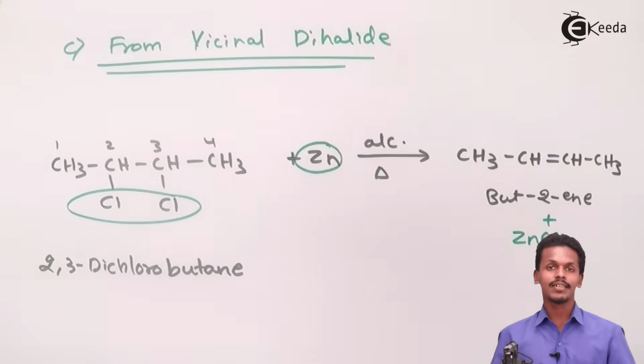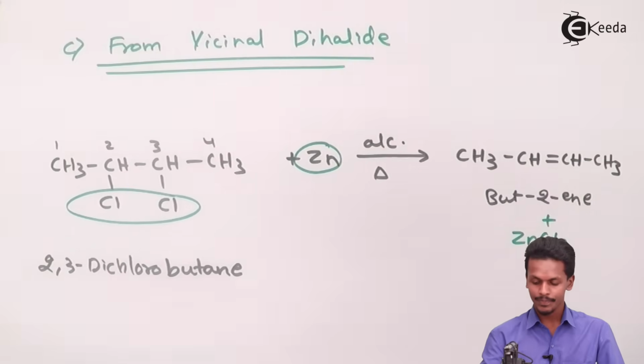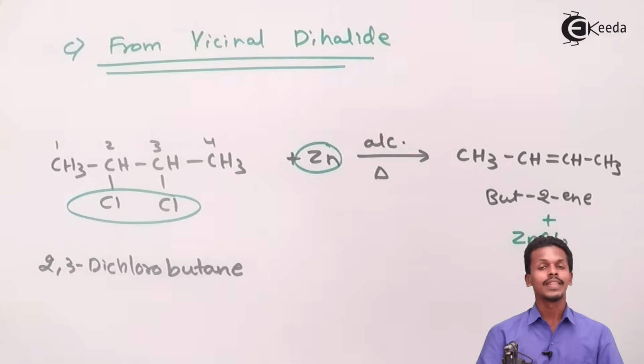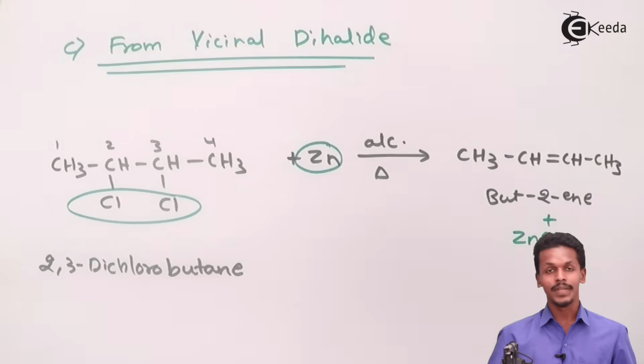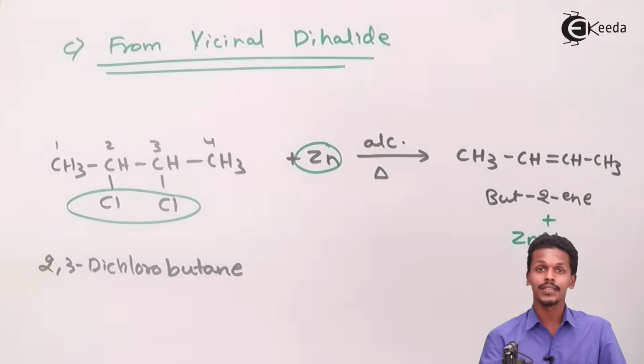So these were the main methods from which we could prepare an alkene. This method has been clearly showcased. I hope you have understood this very clearly.